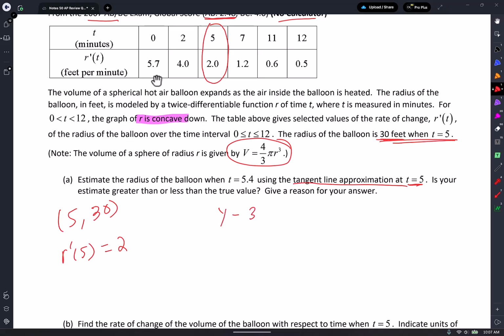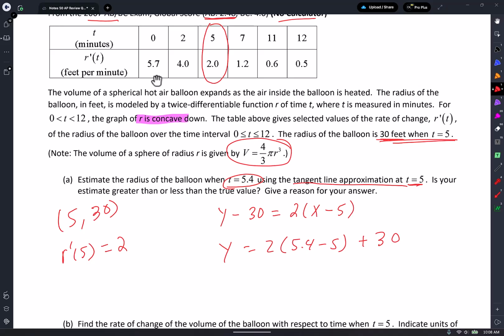Tangent line: y minus 30 equals 2 times x minus 5. Are we still all right? All right, move the 30 to the other side. I'm going to plug in what value? 5.4. So I'm going to, let's see, I'll leave it as y, and in a little bit I'll put it to an r. y equals 2 times 5.4 minus 5, close it, plus 30.